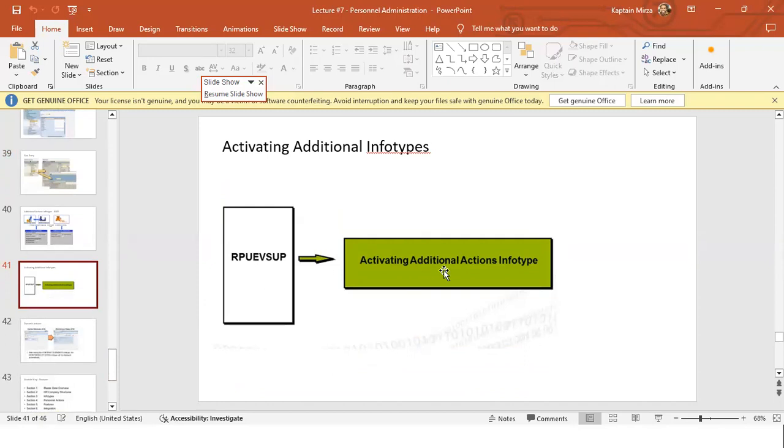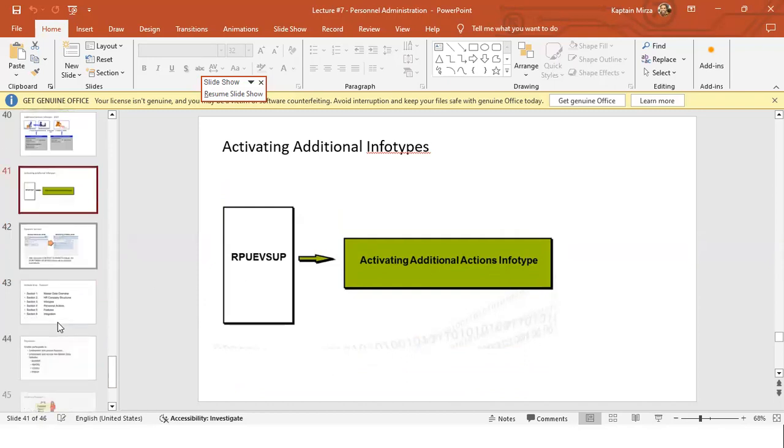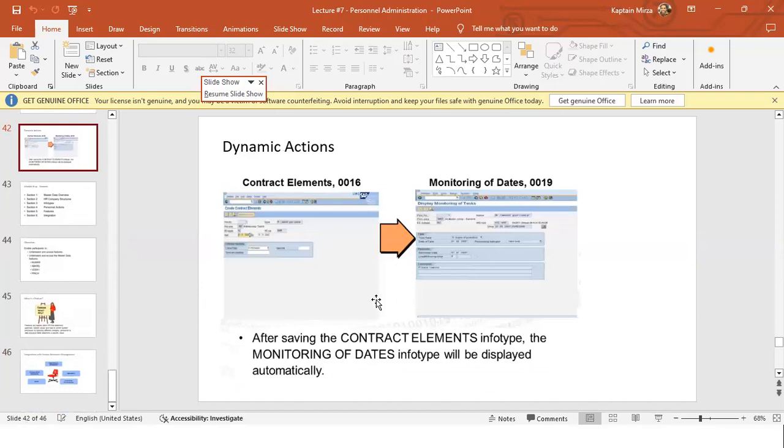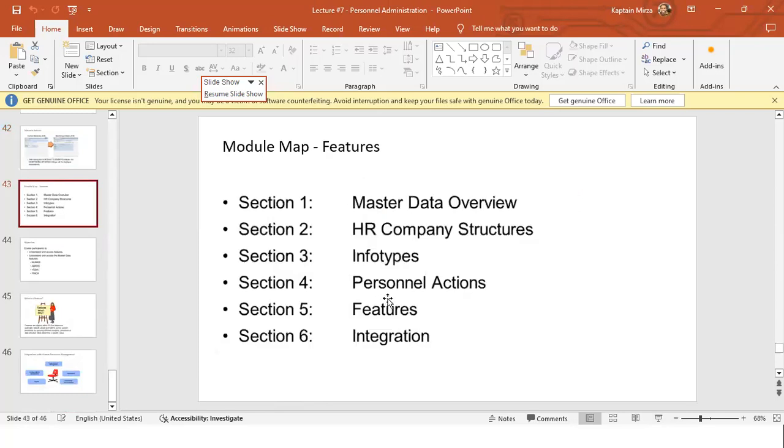Now, we have some internal tables and reports that will activate additional actions info types, and we'll look into them in the next lectures, of course. Then we have dynamic actions, contract elements, monitoring of dates. Date-wise, execution of job roles and positions can keep changing because some people were managers or ad hoc managers for some projects, and then they were brought back to the management office. Those are basically contract elements. Or some engineer left and had to be replaced by someone from the office to report at the construction site. Those are basically dynamic info types that we have to cater to.